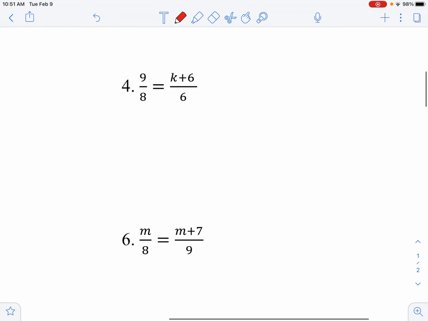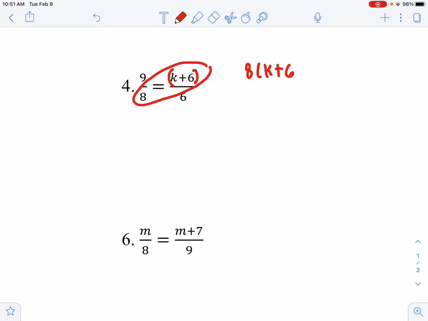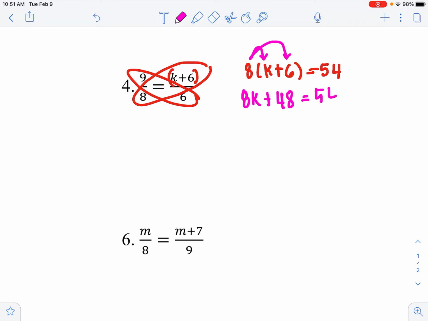Okay, the very next one. Multiply these two. Whenever there's a binomial, I like to go through and put parentheses around it too. So I'll multiply these two. It's 8 times (k plus 6) is equal to, multiply these two, 9 times 6 is 54. Now there's two ways of solving this. You can distribute the 8, or you can divide both sides by 8. I think most students will end up distributing the 8, so that's what I'm going to do. That's 8k plus 48 is equal to 54.